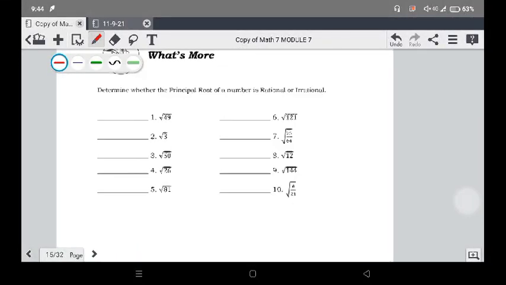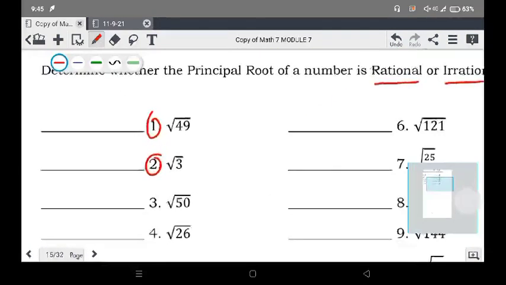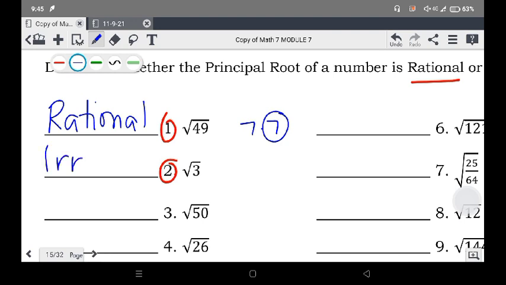Okay. So, here, this will be your learner's work. Okay. So, I'll answer only numbers 1 and 3. Determine whether the principal root of a number is rational or irrational. Number 1, you have square root of 49. So, square root of 49 comes from, so I'm going to think of a number, one number multiplied by itself, the answer is 49. So, we have, okay, 7 times 7, okay, therefore we have 7. Therefore, it is a rational number. For the square root of 3, there is no number multiplied to itself that will give 3. So, therefore, it is an irrational number.